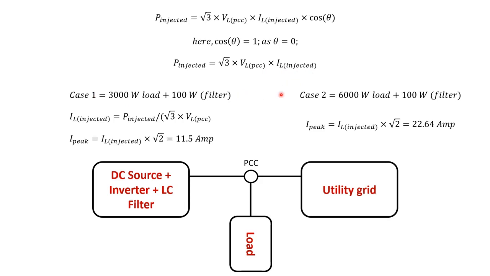Now let's take two cases, case 1 and case 2. Here we will consider only one load of 3 kilowatt, and in the second case we will take a 6 kilowatt load. If you calculate the IL injected, it will be calculated using this formula. But remember that we want the peak of the current to give it as input in that function. So for the first it is 11.5, and for the 6 kilowatt load this is 22.64. This 100 watt load is additional for the filter. Some amount of power will also be consumed in the inductor, but this is just for visualization purposes, so you will get very close results.